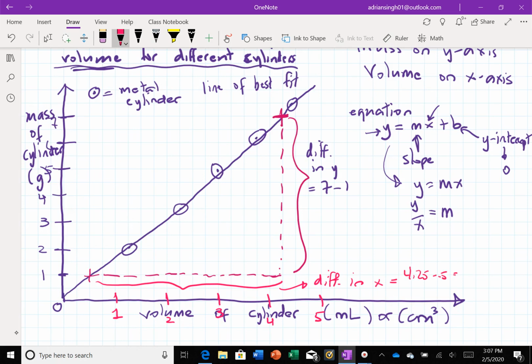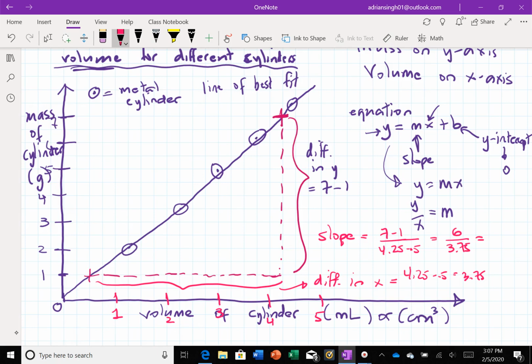All right, so we take away 1/2 from that, we end up with 3.75. So then the slope would be equal to 7 minus 1, the difference in the y, divided by 4.25 minus 0.5, the difference in the x value, which ends up being 7 minus 1 is 6, divided by 3.75. Right, so that's your slope.